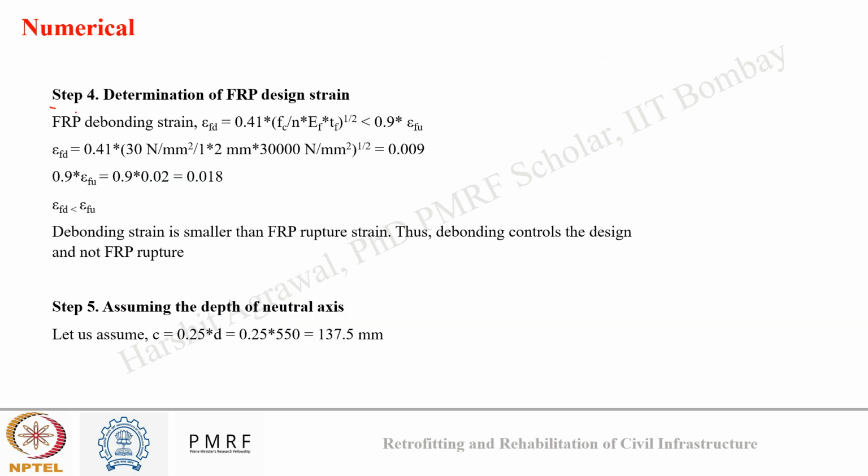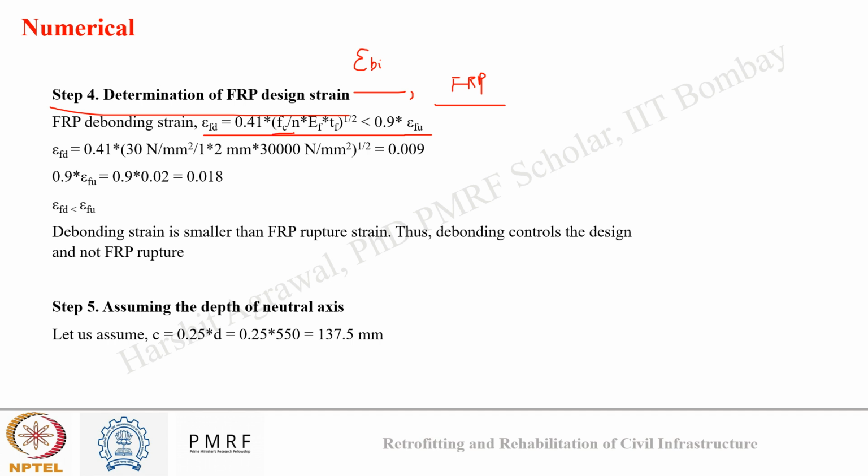Now, the fourth step is the determination of the FRP design strain. We know epsilon_bi now. Before determining the strain in FRP, we need to check what type of failure we will undergo, whether it will be a debonding failure or an FRP rupture. Initially, when we were talking about flexure design, we saw there can be three failures: either concrete crushing, FRP rupture, or FRP debonding. We need to know which failure mode is governing the design. For epsilon_fd, we saw this equation initially. It is given by this relationship.